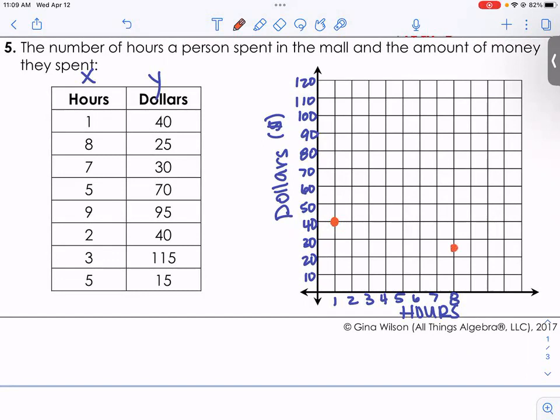So like when I graph 8, 25, I'm just going to come in the middle of 20 and 30 to graph that point.